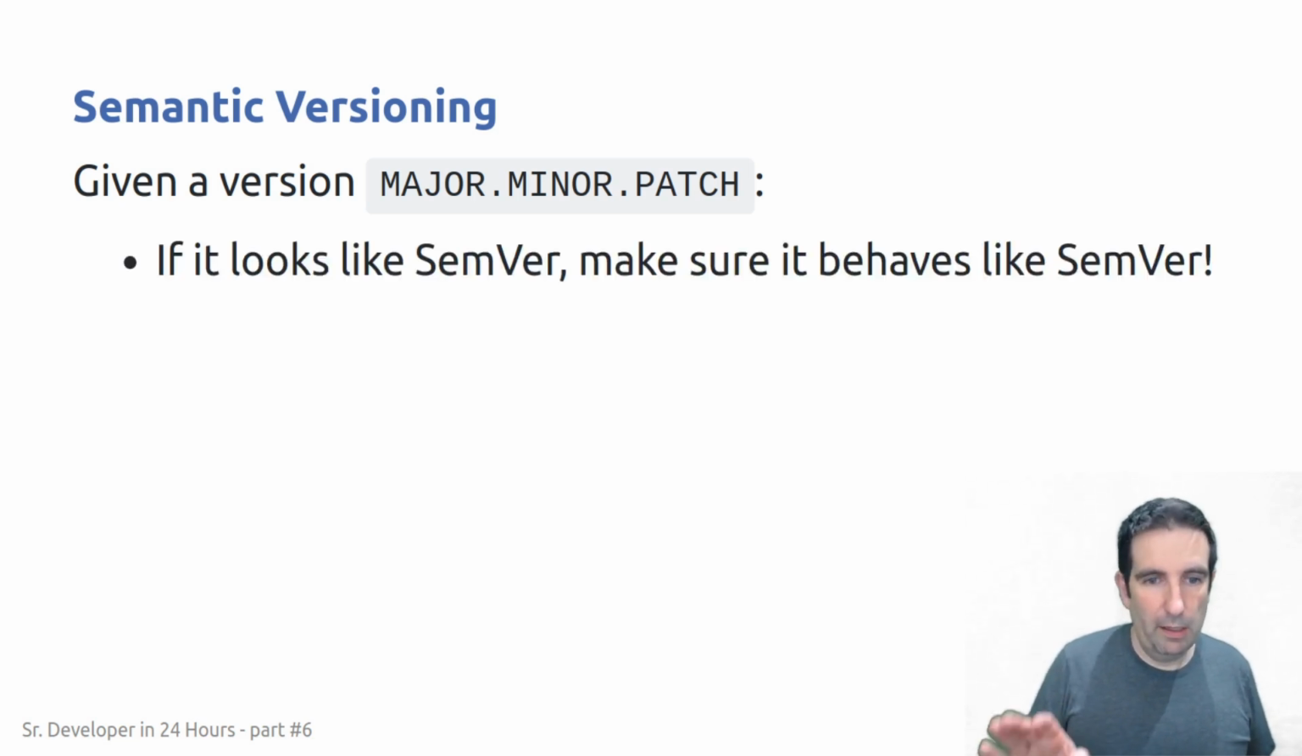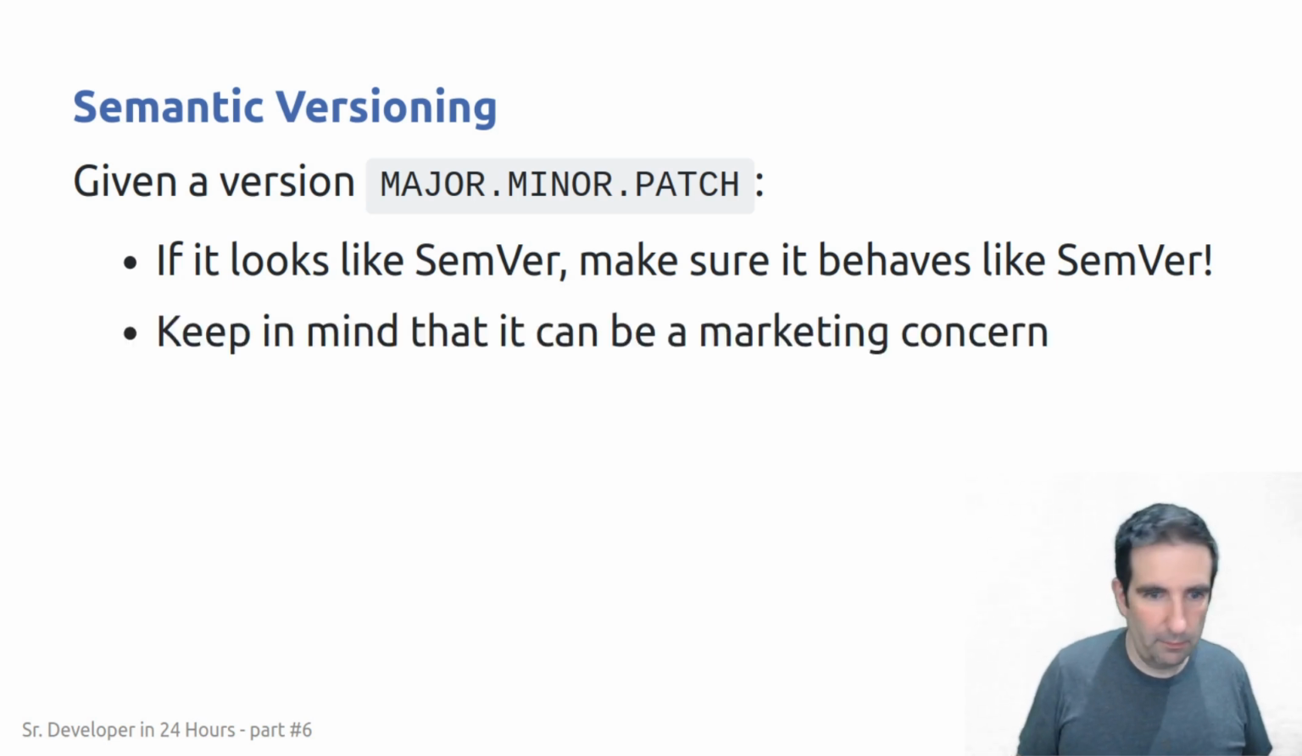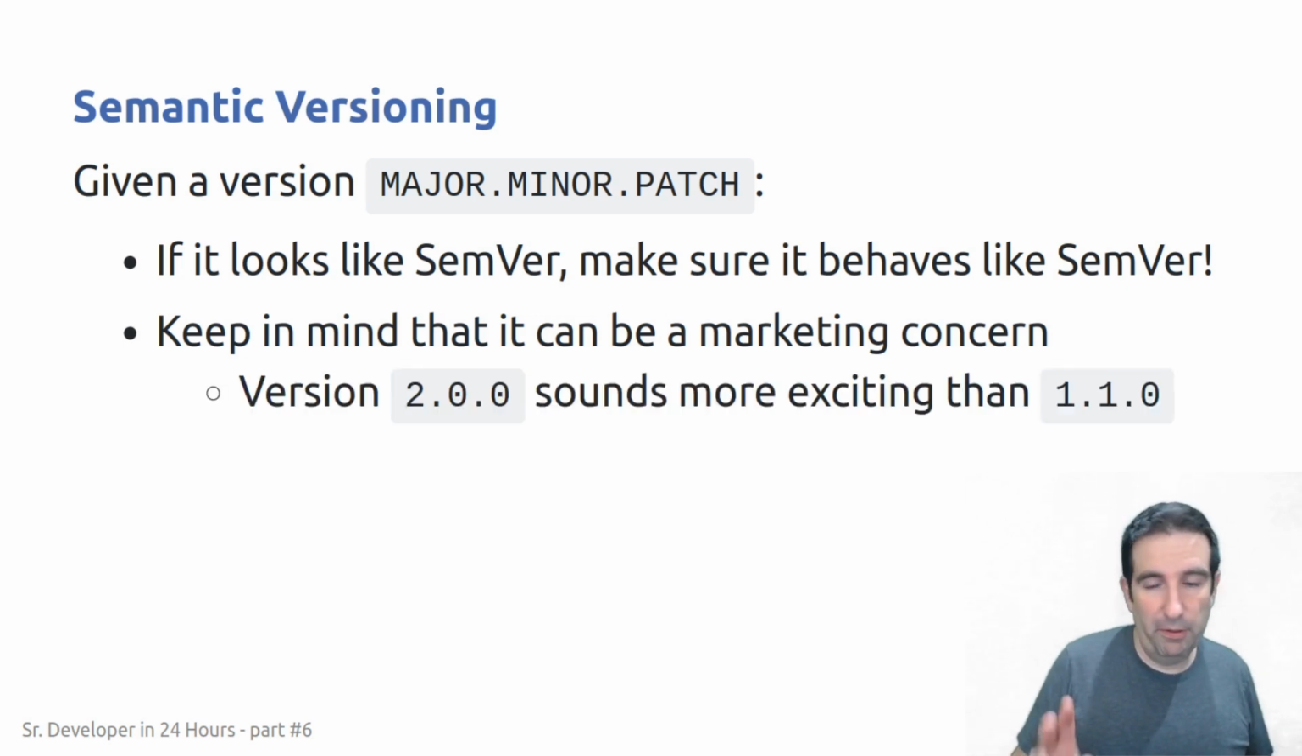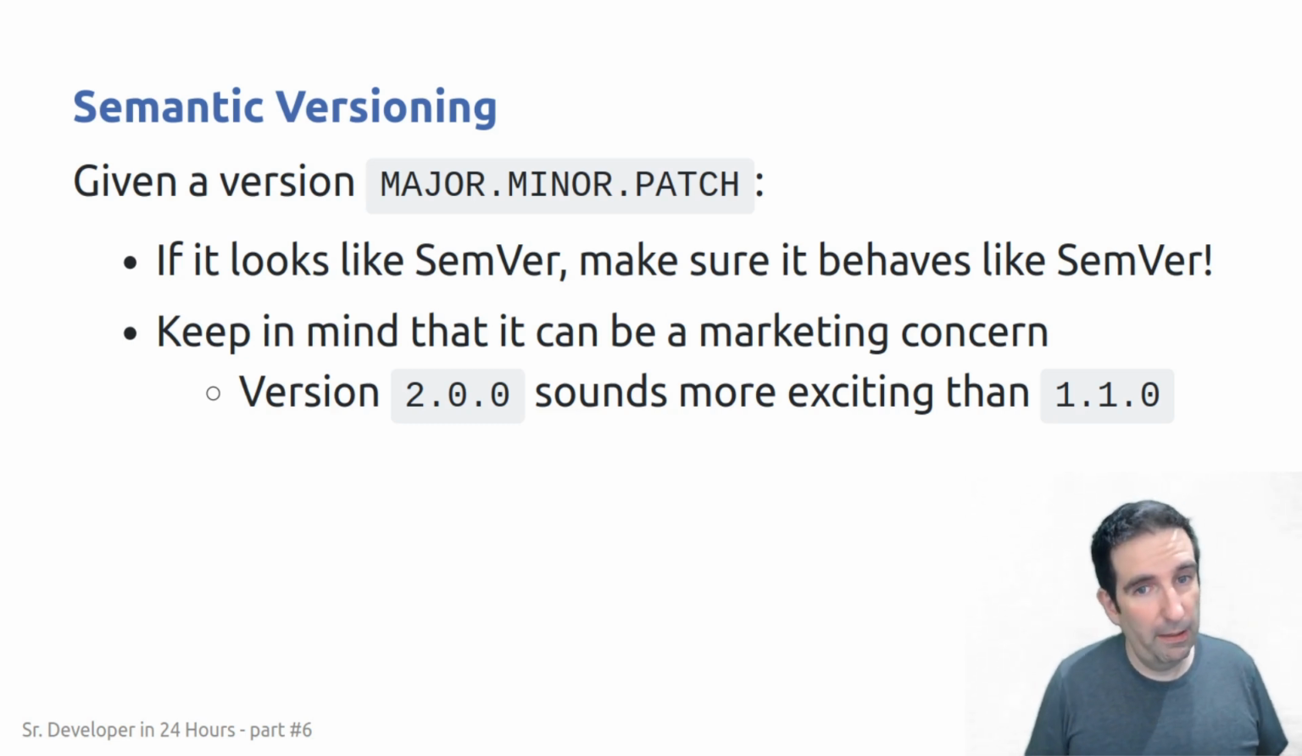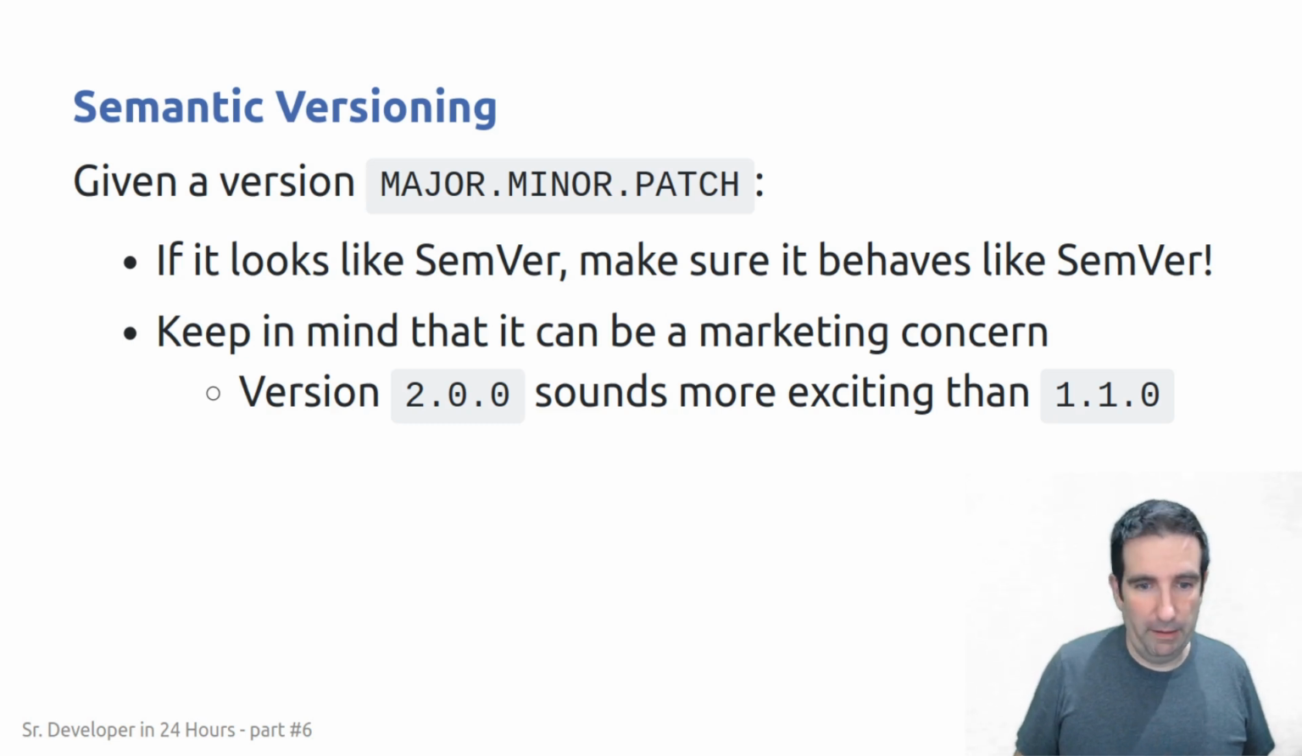things to keep in mind. If you're going to use something that looks like Semver, semantic versioning, make sure it behaves like semantic versioning. Also, keep in mind that marketing can be a concern when you're defining your version numbers. The truth is that version 2.0 sounds a lot more exciting than version 1.1. So marketing might have a say on this for things that are external facing. So, keep that in mind.